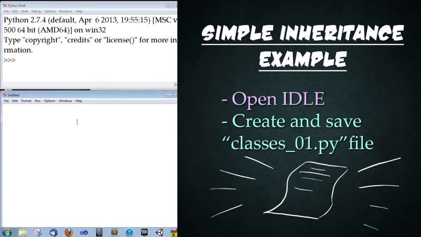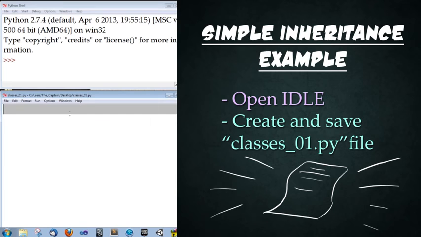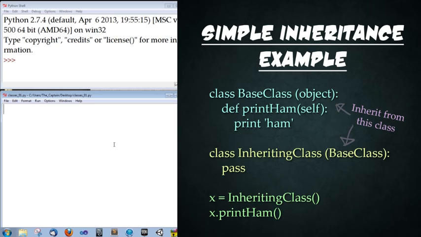Alright, so with IDLE, I'm going to go ahead and create a new file, save this on my desktop as classes_01.py. Make sure you save it with that .py extension so it saves as a Python file. So first we're going to create a base class, and then we're going to create an inheriting class. So let's type class space capital B for base and capital C for class, and then open parentheses object, close parentheses, and end with a colon. So what this is doing is creating a class called BaseClass that is inheriting from object. An object is a base class stored somewhere within Python that allows inheritance to actually happen.